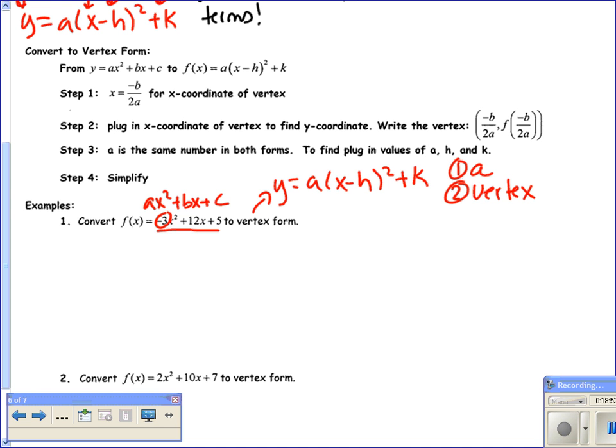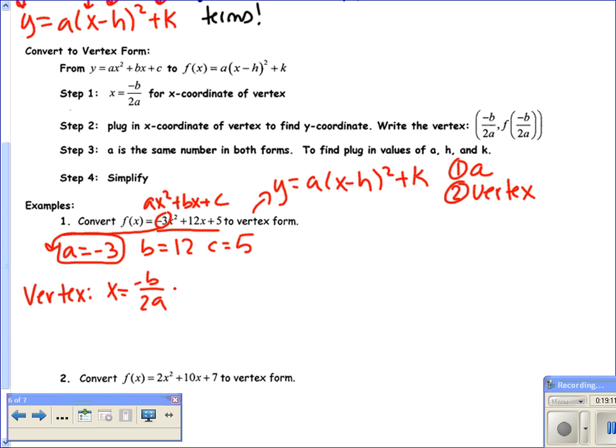So in this case, I know that a stays the same. So a is equal to negative 3. I'm going to write down the other ones as well. B is equal to 12. C is equal to 5. So that's going to help me find my other part. So this is my a value. I have that. So the vertex, remember we have x equals negative b over 2 times a. So that's going to be equal to negative 12 over 2 times negative 3, which is negative 12 divided by negative 6, which ends up giving me 12 divided by 6 becomes positive, in this case 2.